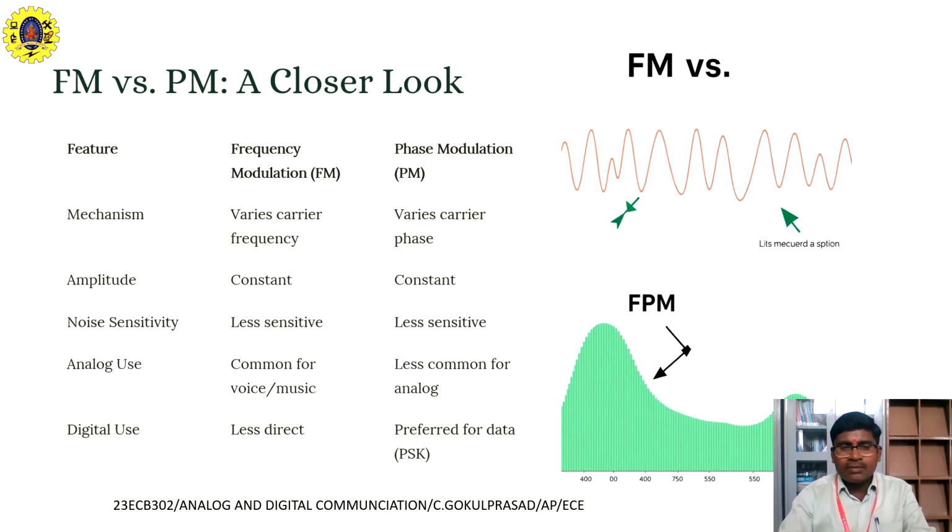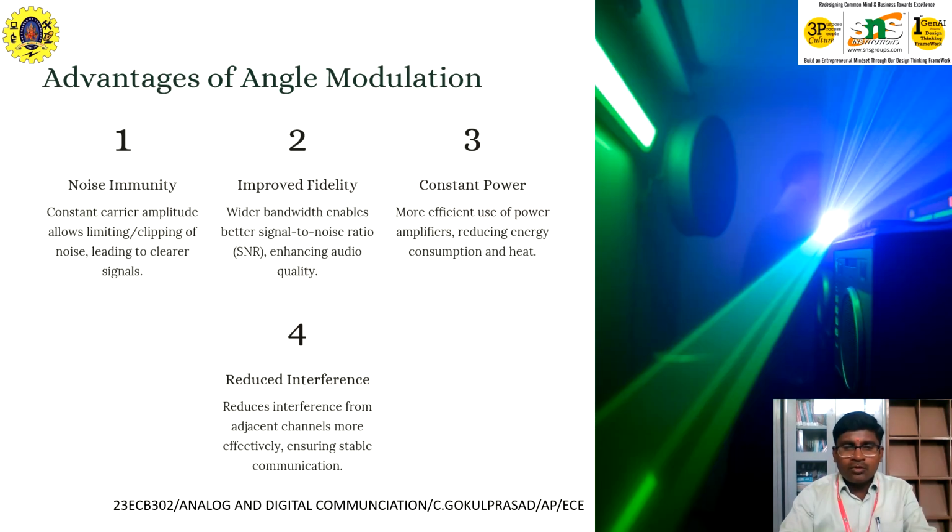Comparing the next parameter, that's the noise sensitivity. Frequency modulation is less sensitive, and phase modulation is the same. Coming to analog use, frequency modulation is most usually used for voice as well as music, whereas phase modulation is less commonly used. In digital domain use, frequency modulation is less direct, whereas phase modulation is preferred for data, right? So this is about the comparison part.